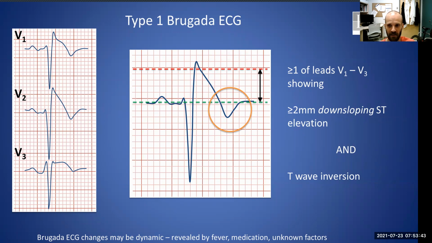But if you just see it in the inferior leads and you don't see it in the precordial leads, that's not diagnostic. You might see it in addition to V1 to V3, but if you're not seeing it in V1 to V3, you don't call it Brugada.